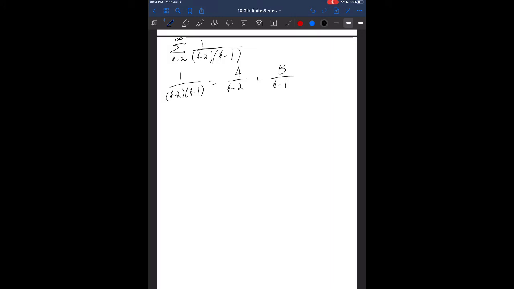Multiplying each side by k minus 2 times k minus 1, we're going to get that 1 is equal to A times k minus 1 plus B times k minus 2. Now I can use the techniques I used for partial fraction decomposition. Let's just say plug in k equals 2. And this is going to give me A times 2 minus 1, or 1. So 1 is equal to A.